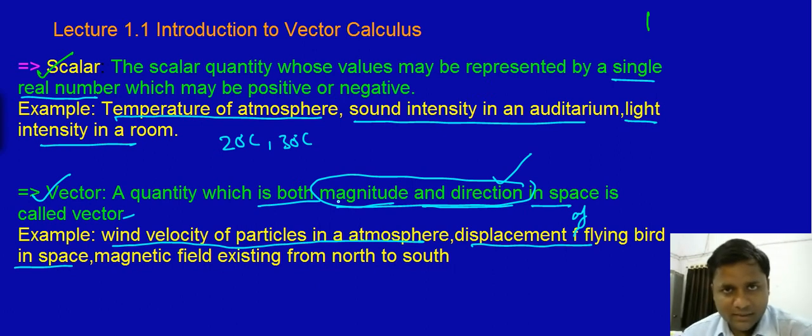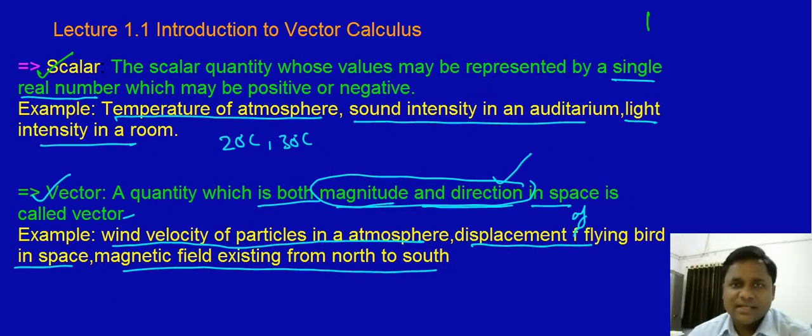The displacement of the bird which is moving in a space or in a region has a specific direction, and it has a velocity that is called displacement velocity. So this is also another example of the vector quantity. Similarly, the magnetic field which exists from north to the south region has a specific direction and a magnitude. So these are the examples of the vectors and the scalar quantity. That means the basic understanding is very simple. Scalar has only magnitude, and vector has a magnitude and direction as well.